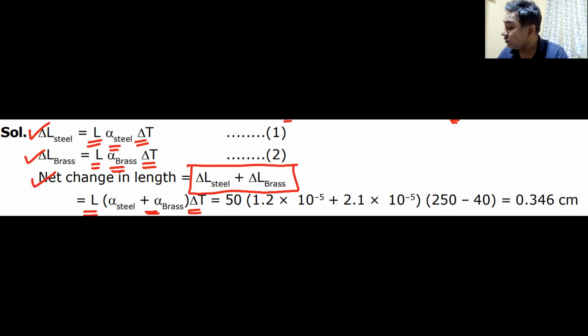In the exam, you might be given 4 options. Option number 1 could be like this. Option number 2 could be change in length of brass minus change in length of steel. The third option could be change in length of steel minus change in length of brass. The fourth option could be none of these. So you just have to pick the correct option. They might not ask you to solve the question. Do we understand this?